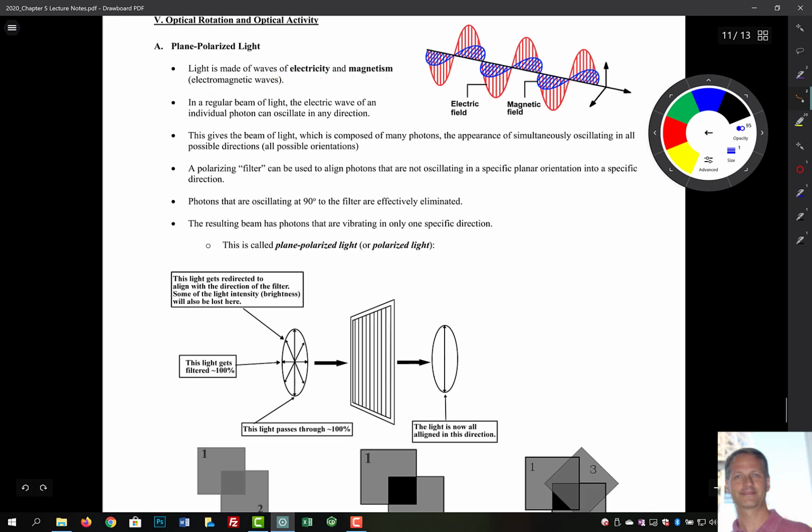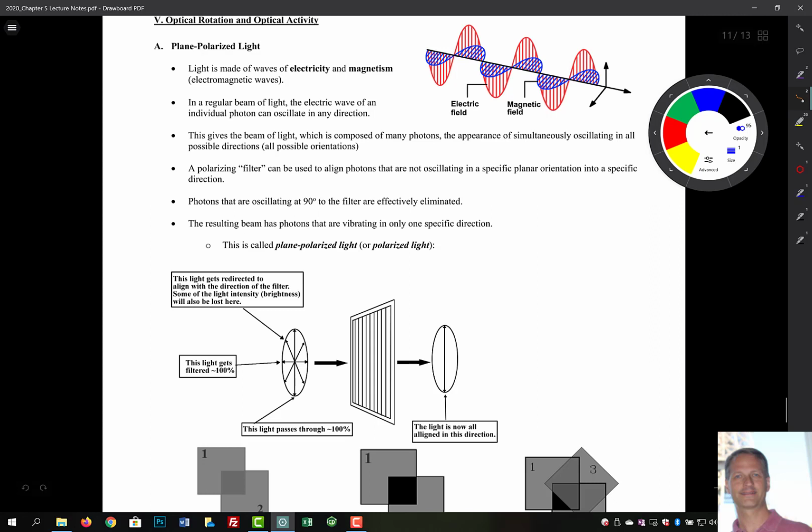Electromagnetic waves. Now, in a regular beam of light, the electric wave of an individual photon can oscillate in any direction, 360 degrees. So this gives a beam of light composed of many photons the appearance of simultaneously oscillating in all possible directions and all possible orientations.